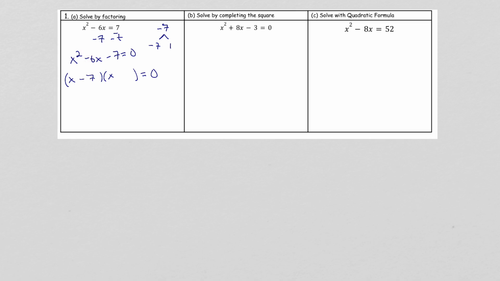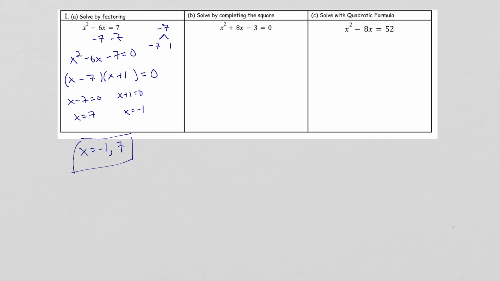x minus 7 and x plus 1. And then we set these individual pieces equal to 0. x minus 7 equals 0. That gives me x equals 7. And then x plus 1 equals 0. And that gives me x equals negative 1. So what are my solutions to this one? x equals negative 1 and 7. And you can write them in either order. It's all good. Hopefully we're good with that one.